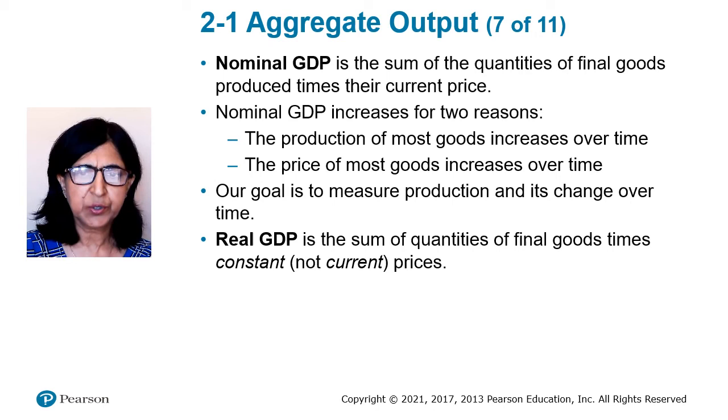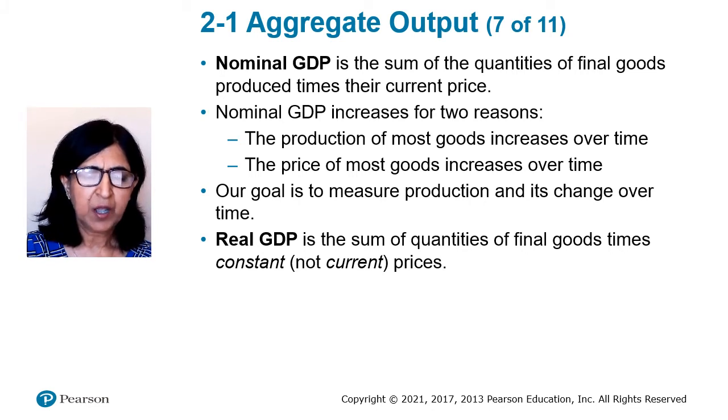Suppose in year 2, still one car is produced, but it sells for $300, then nominal GDP would go to $300. If our goal is to measure production and its change over time, we need to eliminate the effect of increasing prices, i.e. inflation, on our measure of GDP. That's why real GDP is constructed so that we can measure changes in actual output and remove the impact of inflation.